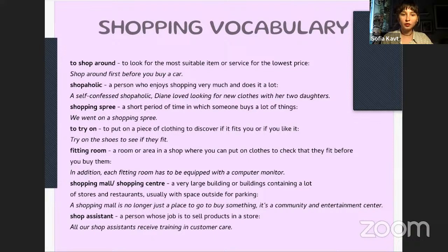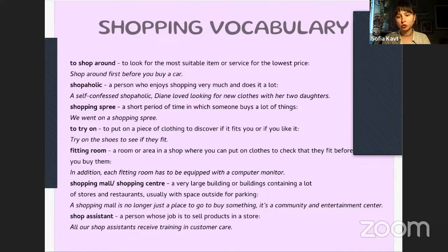Then the next one on the list is to try something on. If you try something on, you put a piece of clothing on to discover if it's the right size for you, or if you like it in general, or it's not your cup of tea. And to do this, shops have a fitting room, which is a room or area where you can put clothes on to try them on, to check whether you fit before you buy them and whether this is something you want to purchase.